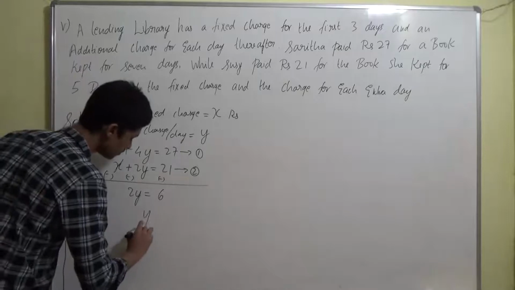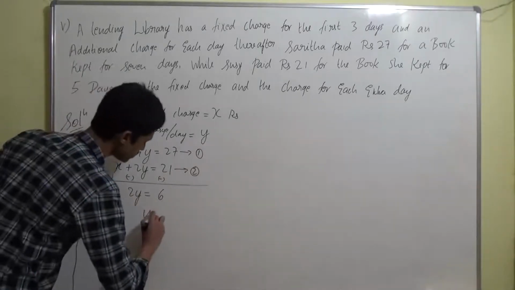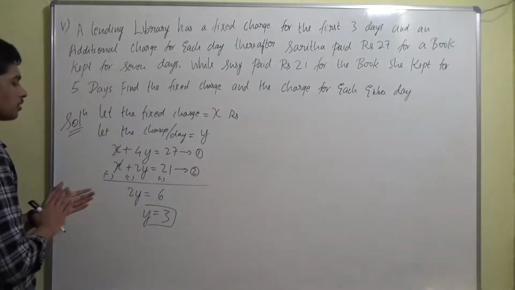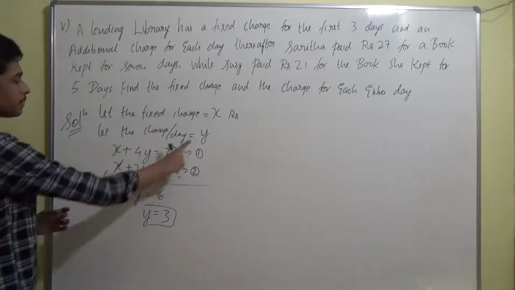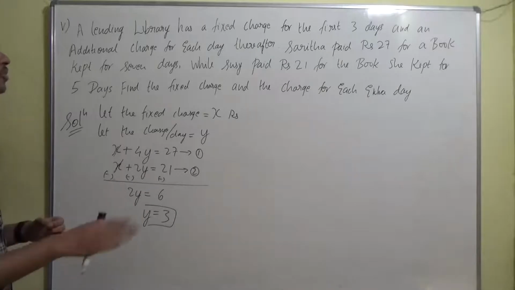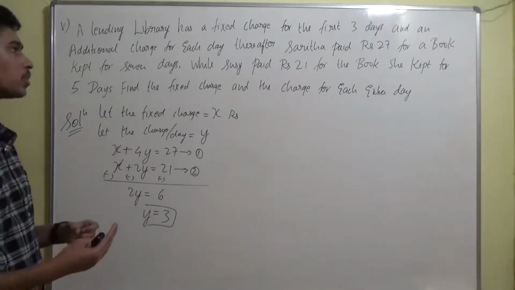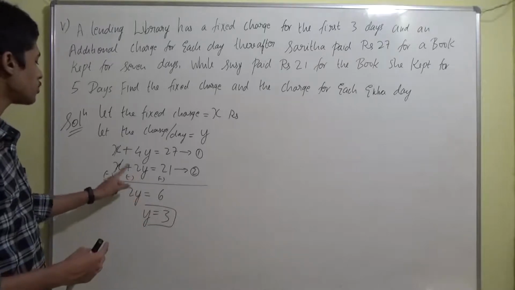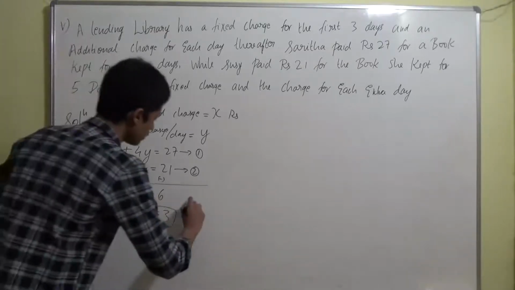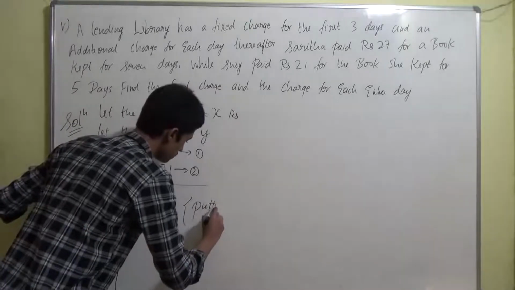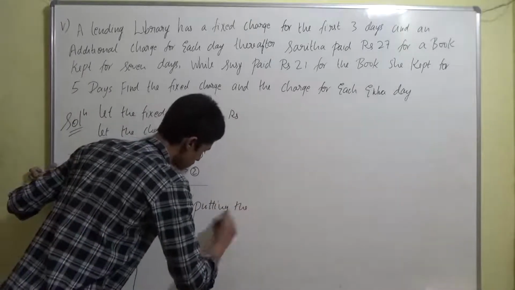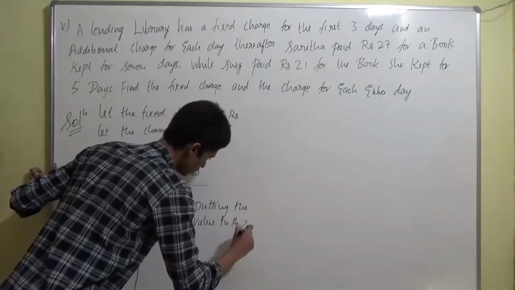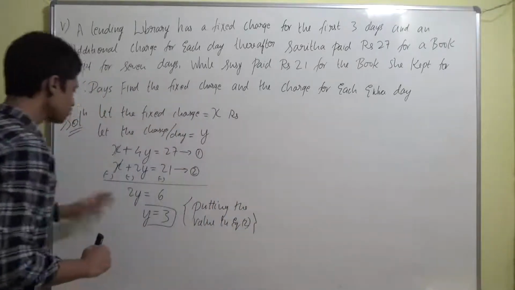and then y will become equal to 6 by 2. 6 by 2 is nothing but 3, right? We got the value of y, which means it is 3 rupees per day. The extra charge after that fixed period of time is 3 rupees per day. Now let's put this value of y in equation 2 and find the value of x. So here you're going to write, putting the value in equation 2.